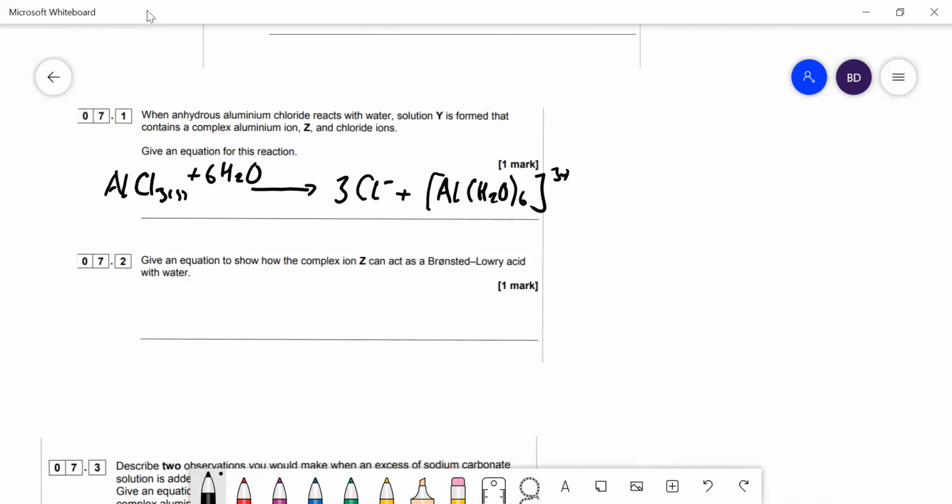Given the equation to show how Z, so this complex ion, can act as a Bronsted-Lowry acid. Right, Bronsted-Lowry acids are proton donors, and don't forget, this is quite acidic. This is a Bronsted-Lowry acid because of the polarizing nature of the aluminium 3+ ion and the water ligands. You've got a dative bond forming from the oxygen to the aluminium, but this draws electrons out of the water molecule, which makes these bonds a little bit weaker, and they can break, and so H+ ions can be given away. All right, so let's show how it can act as a Bronsted-Lowry acid.